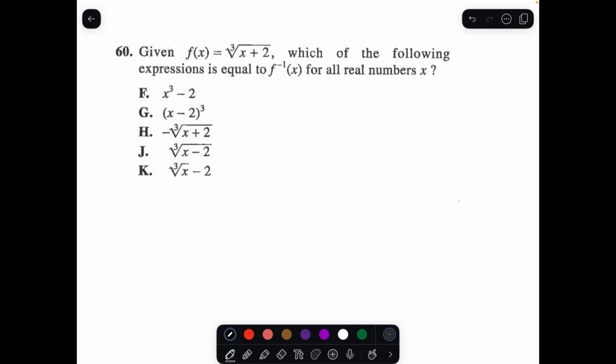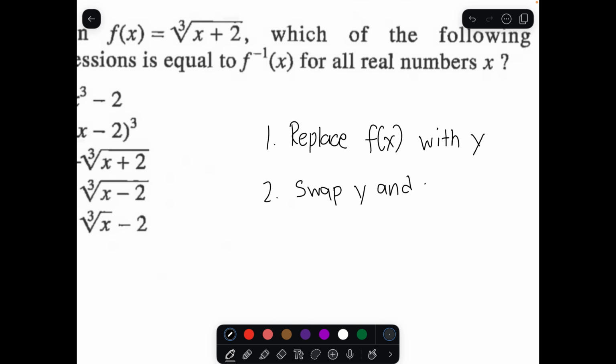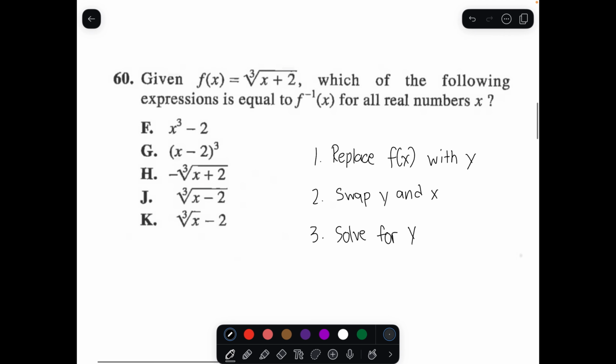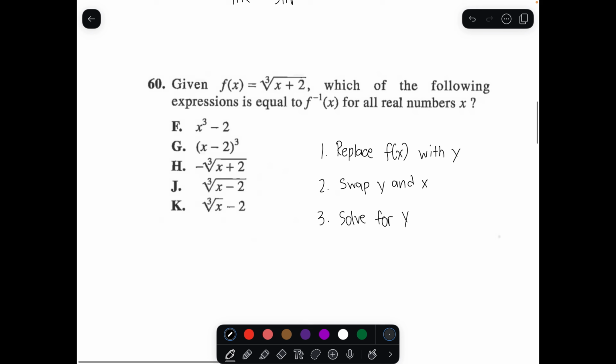So for this question, what I would do first is replace f of x with y. Then I would swap y and x. And then for the third step, I would solve for y. This is how you solve basically any problem that asks you to find an expression equal to the inverse. This is the inverse notation for a function. So replace f of x with y. So y equals cube root of x plus 2, right?